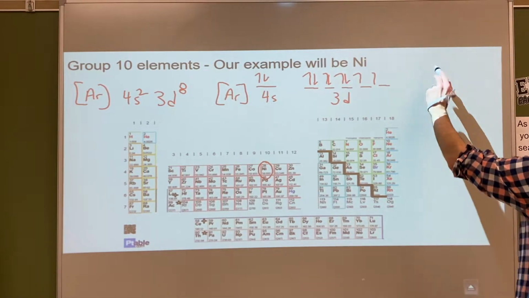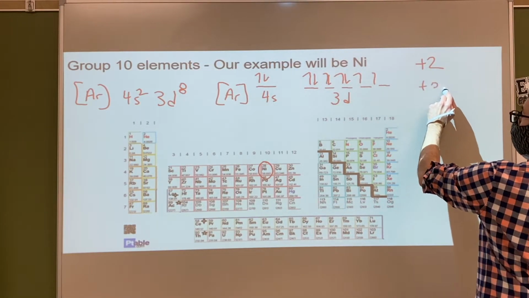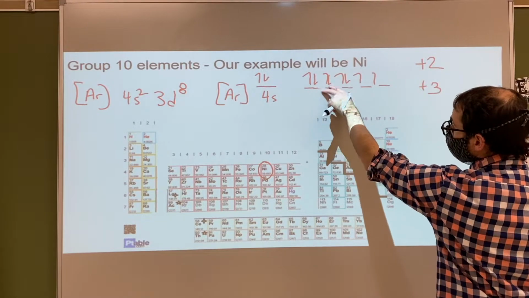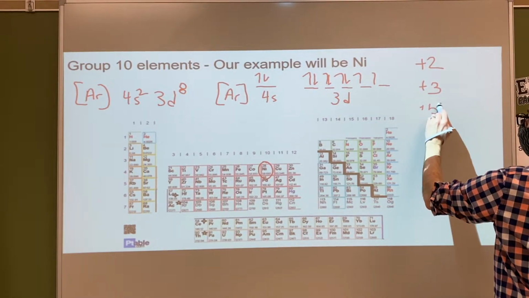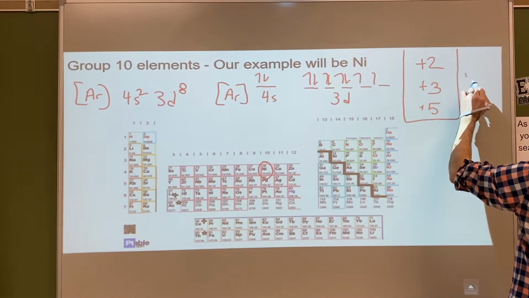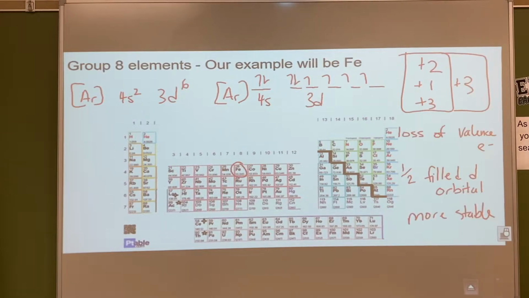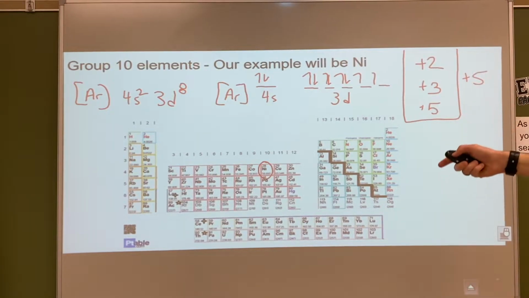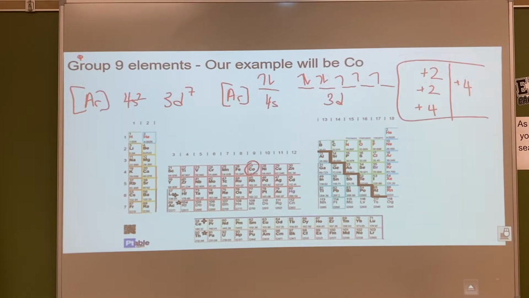Let's talk charges. Loss of valence electrons, right? Loss of these d's, so it's half filled. But what's it going to want to be? Both of them. All right, now what are the reasons? The same as this, right? Loss of valence electrons, half filled d orbital, more stable. So same reasons for all of those.